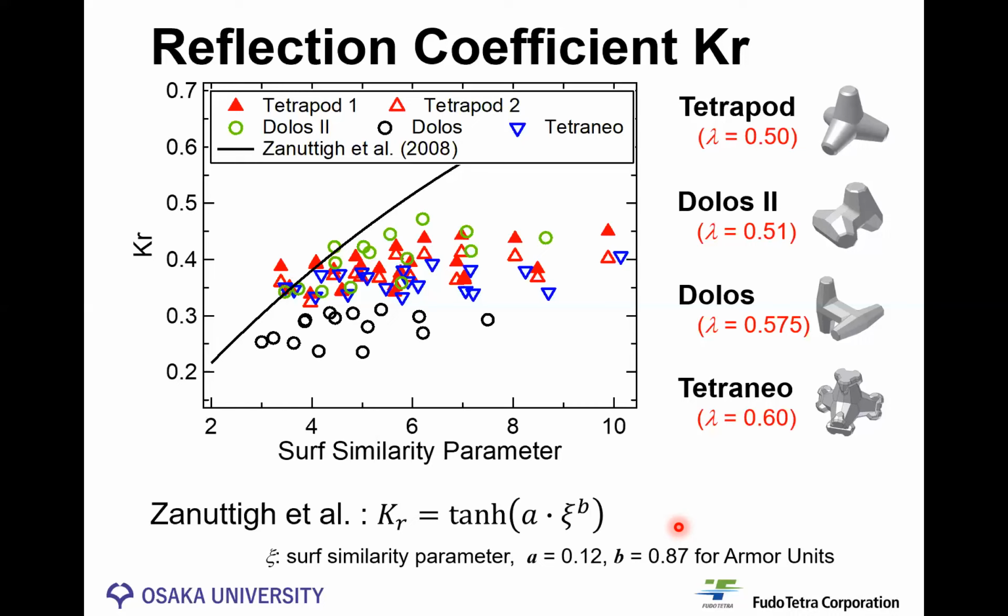However, the reflection coefficient for Dolos, black circle, was smaller than the reflection coefficient for Tetraneo, blue, although the porosity of Dolos is smaller than the porosity of Tetraneo. It is possibly because the shape of Dolos is more complicated, but it is still under investigation.